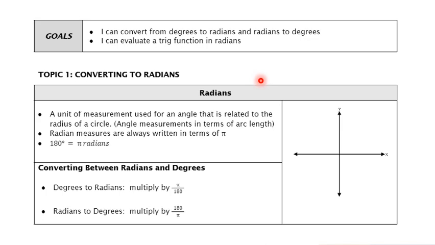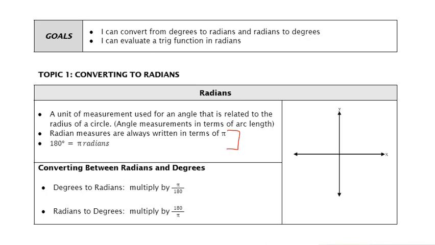What we're going to see is our first topic is converting to radians, and really what we do is we're relating radians to the circumference of a circle. A radian is a unit of measure used for an angle that's related to the radius. That's why it's called a radian, and we write it in terms of pi.